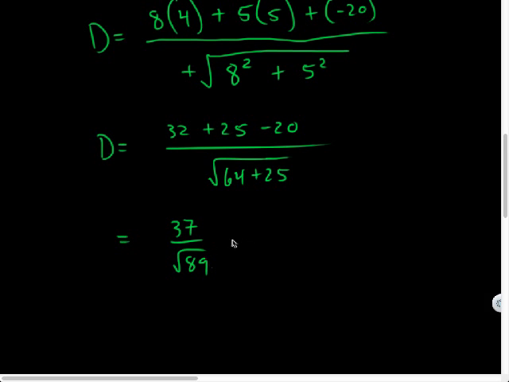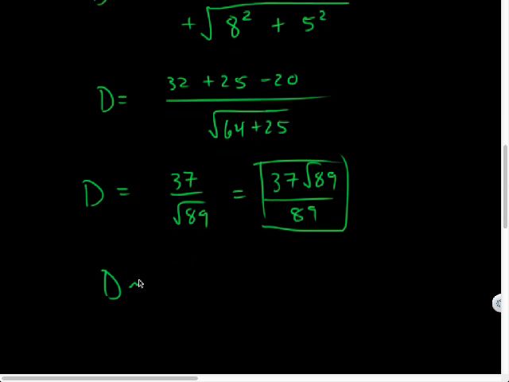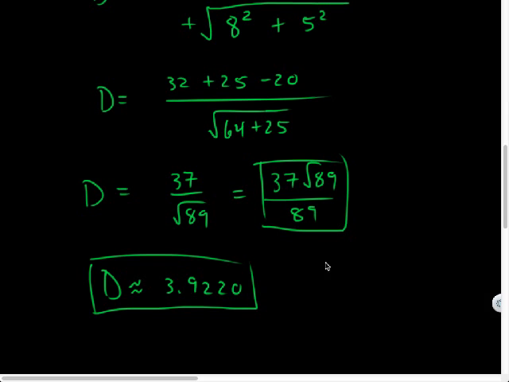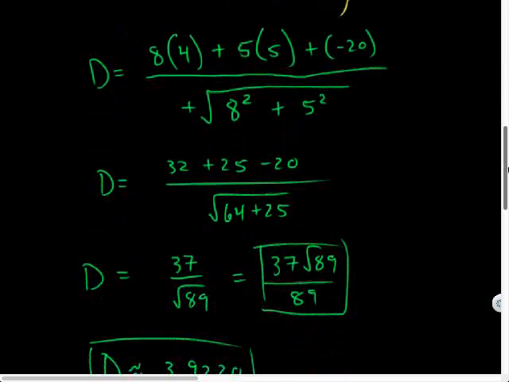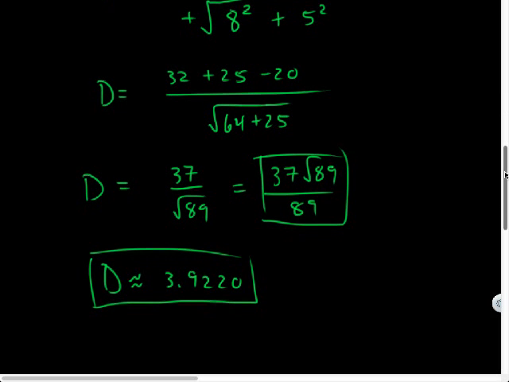Then I could multiply that top and bottom by root 89, so 37 square roots of 89 over 89. That would be the distance. If I wanted to find a decimal approximation, which probably would be appreciated if you're doing anything other than math, d would approximately be 3.9220. So I think you probably agree this is much quicker than our previous method, which took a page and a half. This took like half a page, maybe. So not bad.